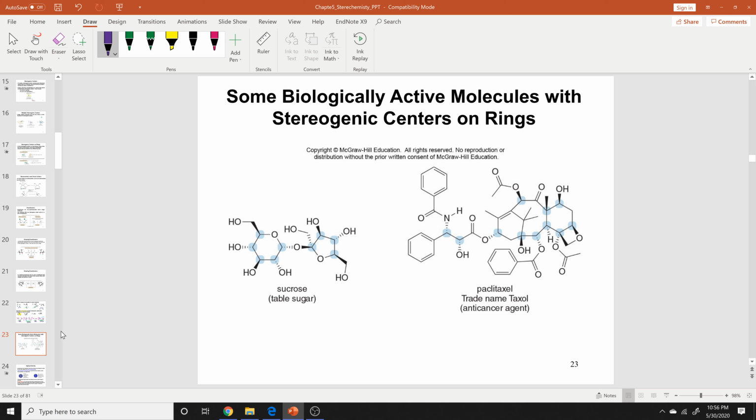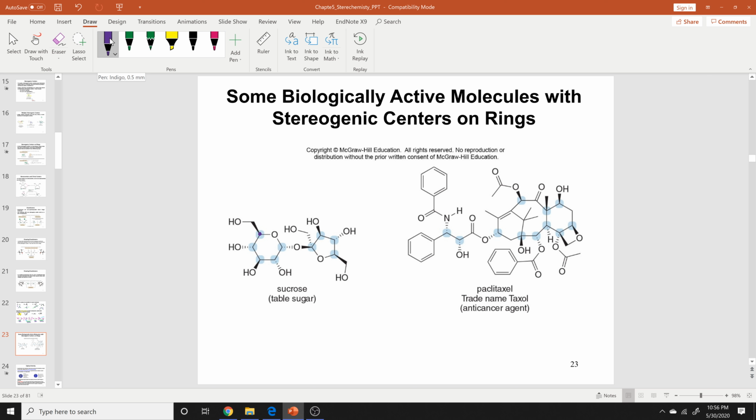These are basically some biologically active molecules, just to show you that molecules can be big and the number of chiral centers can be more than 2 or 3. It depends on how big your organic structure is, and you apply the definition that a chiral center is a center with 4 different groups.